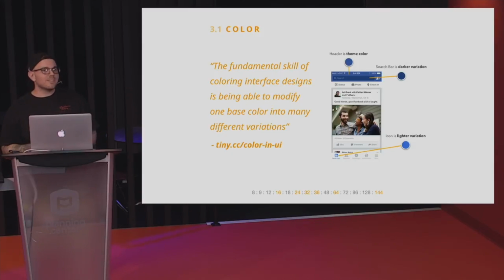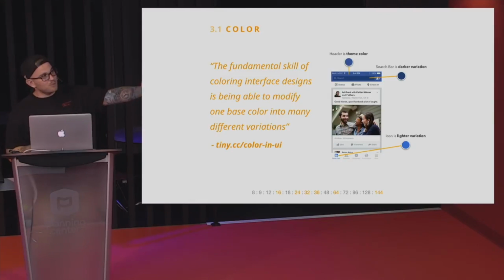He kind of dogs on color theory and all this stuff about monochromatic color schemes, and you can get really deep with it. But he kind of gives an example of what apps look like, and how you can mimic that almost. So yeah, I just love this quote, like the fundamental skill of coloring interface designs is being able to modify one base color into many different variations. So how can we do that?